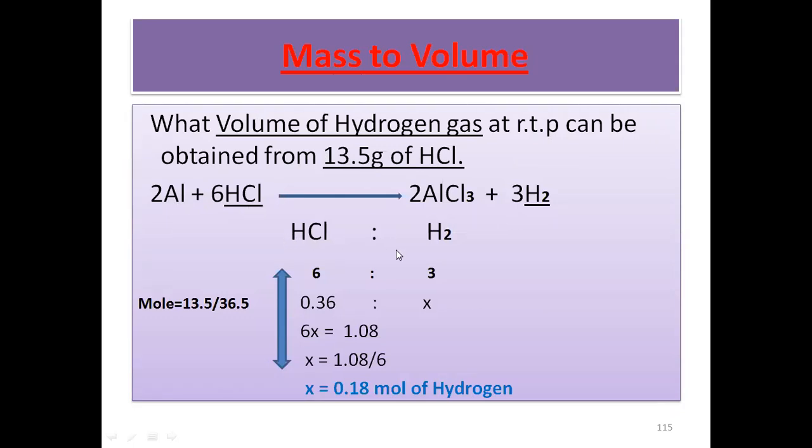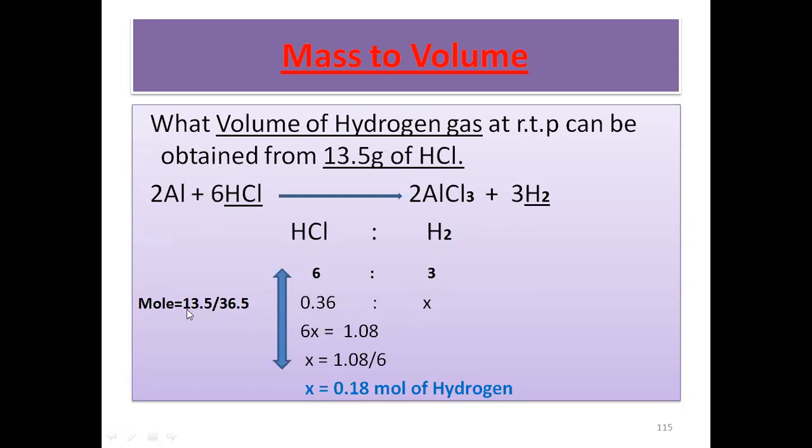So, hydrochloric acid ratio hydrogen, take the moles from the balanced equation. Here we have 6 moles of hydrochloric acid, put 6 under HCl; ratio hydrogen, we have 3 moles of hydrogen, so 6 ratio 3. Now as we have to find the volume of hydrogen, there is x moles of hydrogen in the second step, and for hydrochloric acid the given mass is 13.5 gram. We will convert this 13.5 gram into moles.